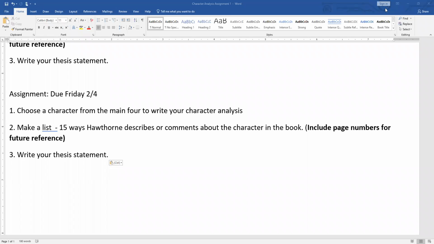Okay, so for any of the students that are watching this virtually, hopefully they can see the screen. So we're going to talk about the character analysis. Unfortunately, I don't have any digital aids about the character analysis, so you'll have to go to your handbook. So is everybody at section 56, character analysis?